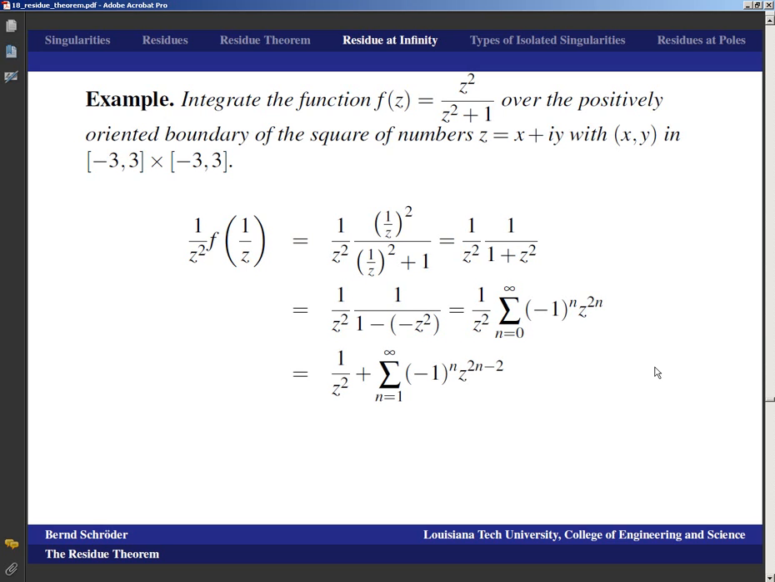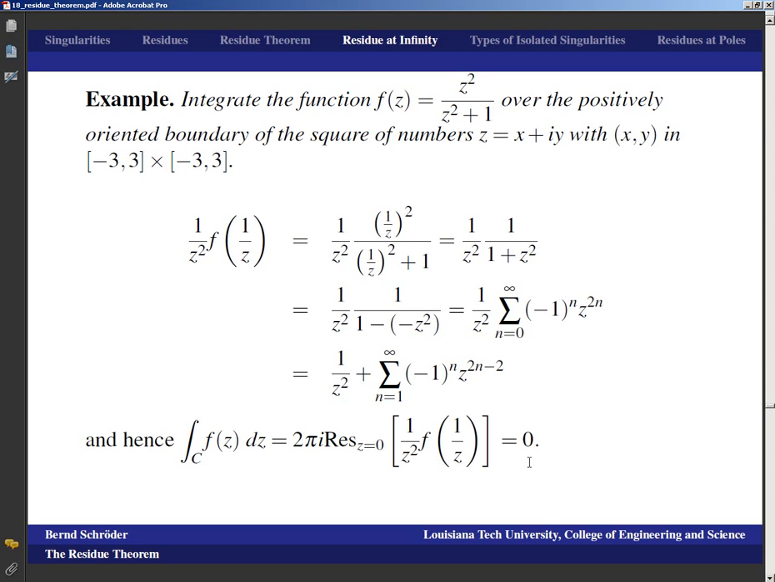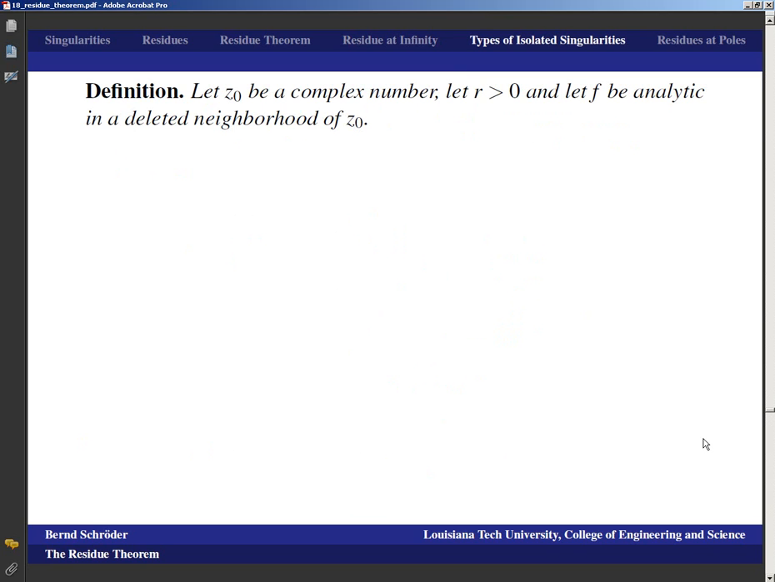And if we now break that up, well, then the term n equals 0 gives us a constant, so we get 1 over z squared here, and then from n equals 1 on we have powers z to the 2n minus 2, which are all positive, and that means that the integral, which is 2 pi i times the residue at 0 of this function, is actually equal to 0 because that residue is equal to 0.